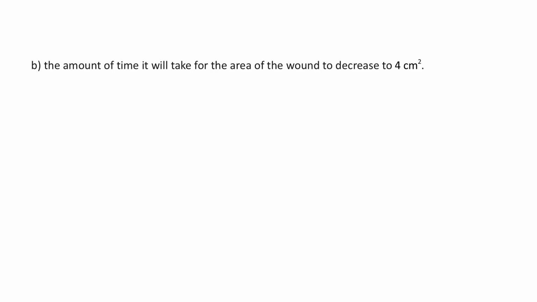Part B says the amount of time it will take for the area of the wound to decrease to 4 centimeters squared. Okay, so we're now looking for time, and we're told the area is supposed to be 4 centimeters squared. So time is going to be our unknown. This is going to be our A. And we still know that the initial area was 25. So from before, A0 is still 25.